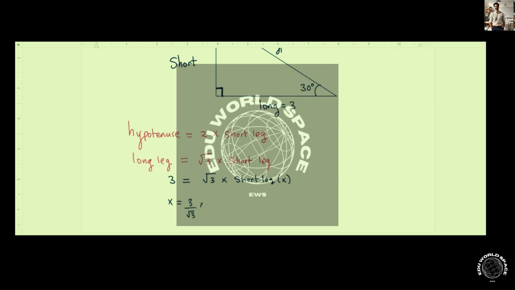To rationalize, we multiply by the square root of 3, the numerator and the denominator. This will be 3 square root of 3 divided by square root of 3 times square root of 3, which is 3. And then we cancel out the 3's and we're left with the square root of 3. So the short leg is square root of 3.